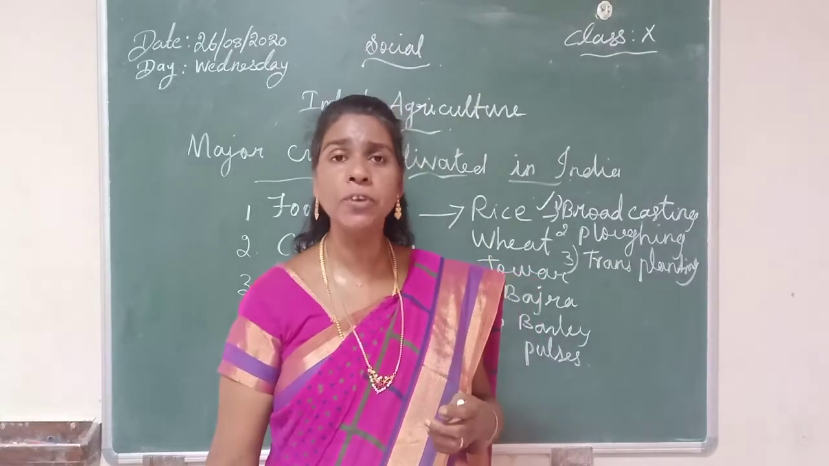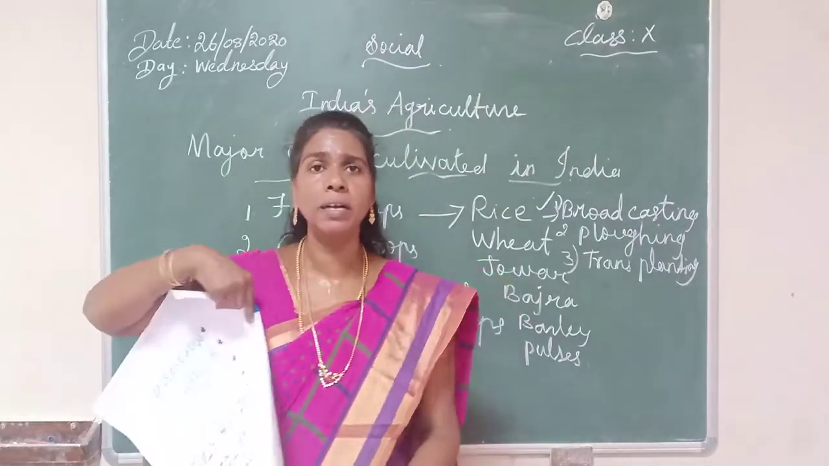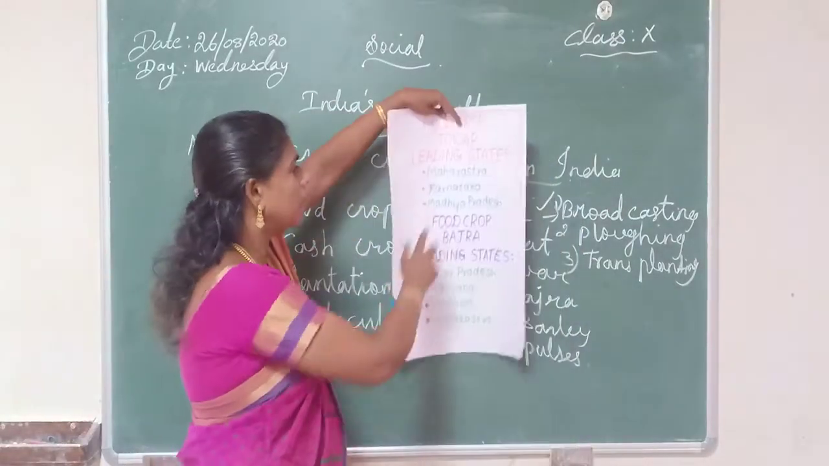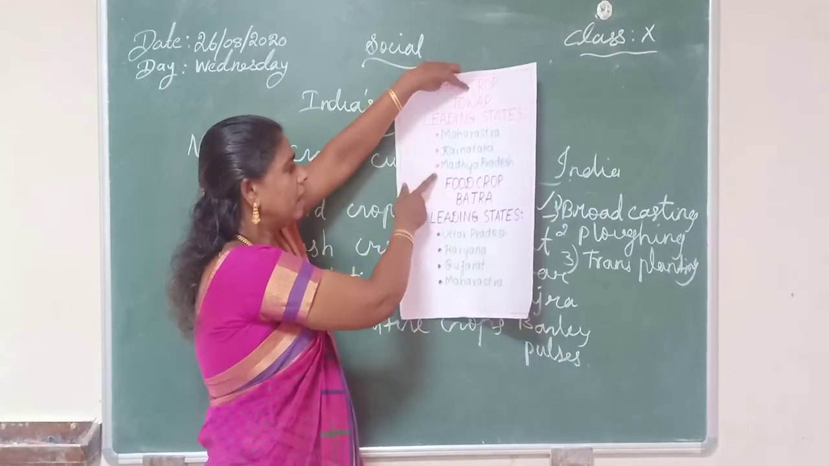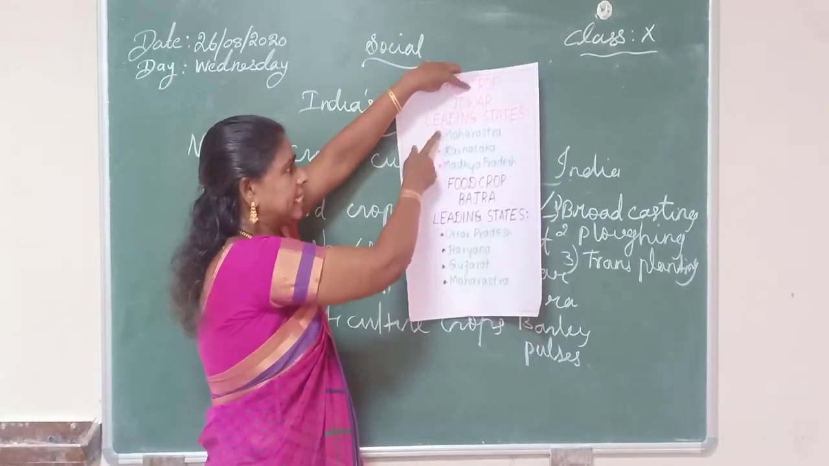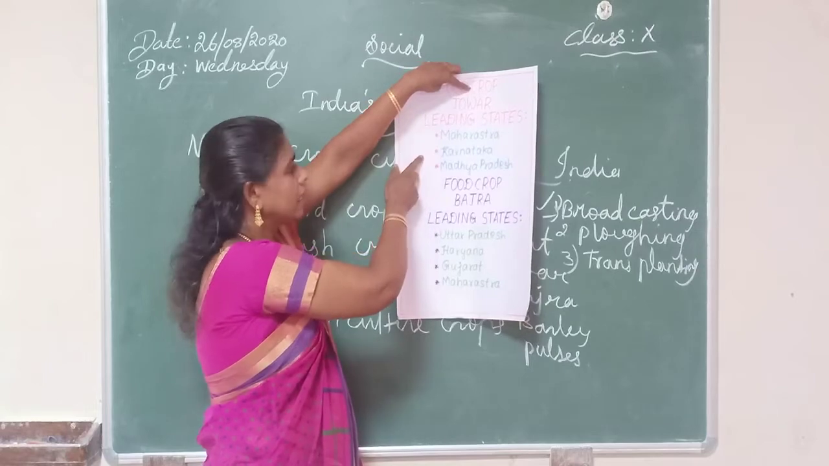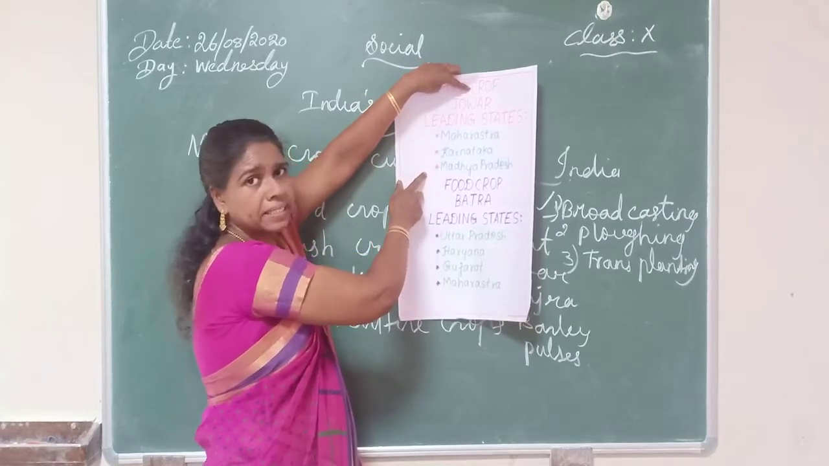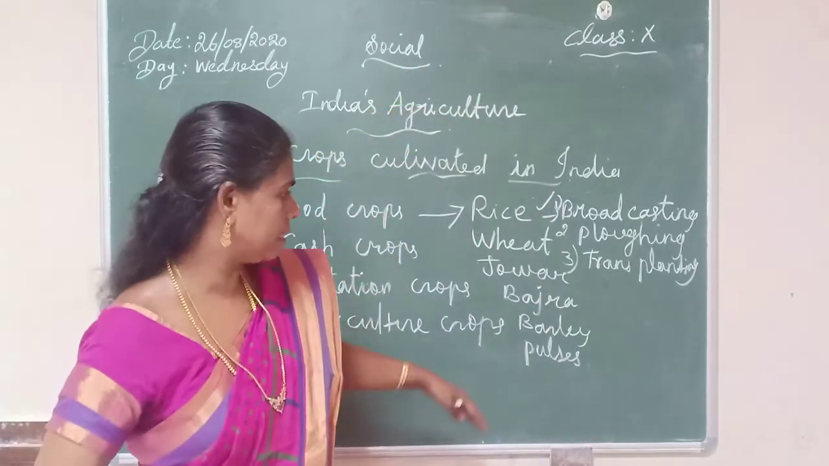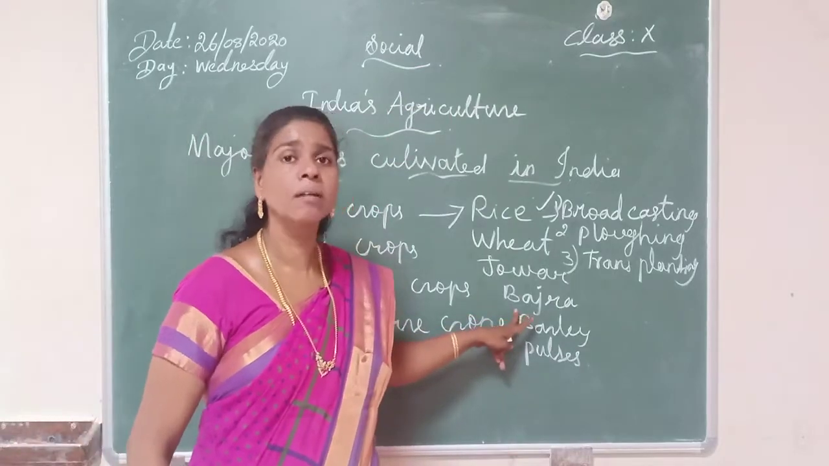In India, few states cultivate jowar. The leading states are Maharashtra, Karnataka, Madhya Pradesh. Then the next one is bajra.